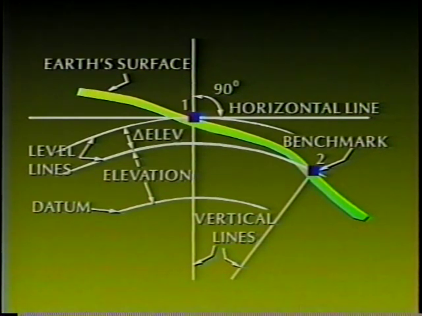Vertical line, a line that follows the center of gravity. Plumb bob line at the point of observation. Next is horizontal line, a line that is perpendicular to the vertical line passing through the point of observation. An important concept to remember is that a level line and a horizontal line are not the same. A level line is curved, parallel to the datum, and the horizontal line is straight at right angles to the vertical line at the point of observation.